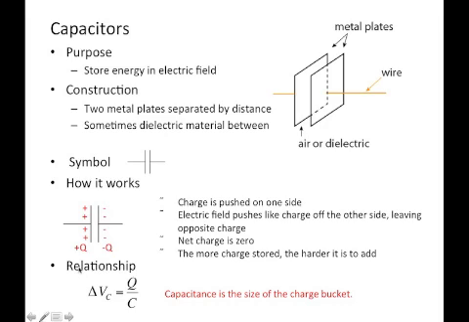Basically, the relationship is that the potential across the capacitor is given by the charge on the capacitor, plus Q or minus Q, divided by the capacitance. And capacitance is just a function of the size of the capacitor, what's the dielectric between them, and so on. Essentially, the capacitance measures the size of the bucket. Are we trying to put charge in a cup, or are we trying to put charge in a very large bucket? Okay, so that's the basic capacitor.